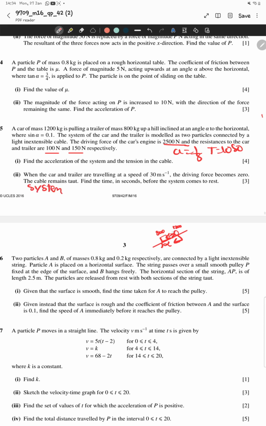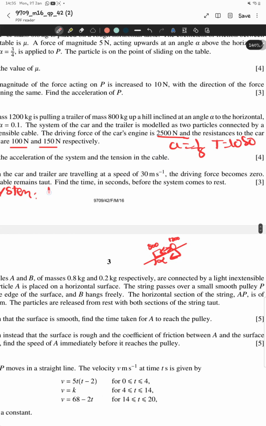Because if you use the car or the trailer, then you would have to include tension because there's only one. The tension will have an effect because it won't be canceled out. But in the system, there are two tensions, and they're both equal and opposite, right? So we can just use the system. So it's just forward minus backward equals MA. There's no forward force anymore, so it's just backward.